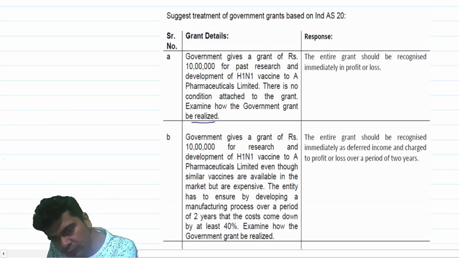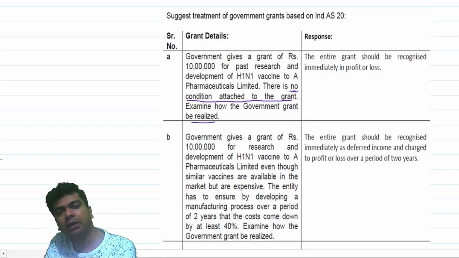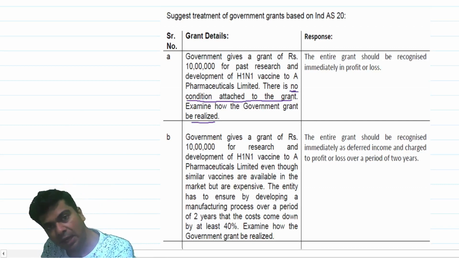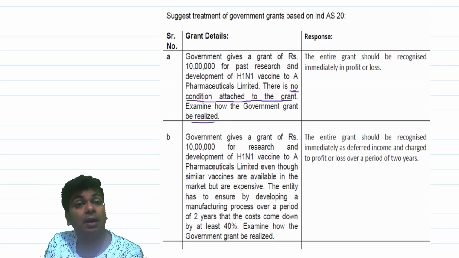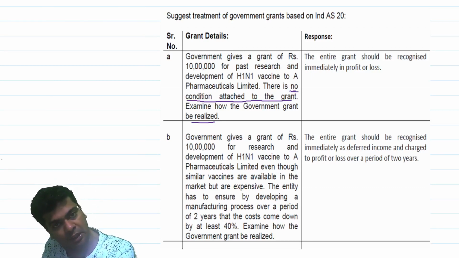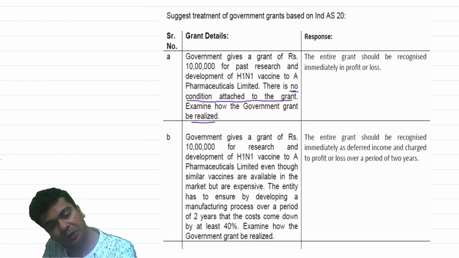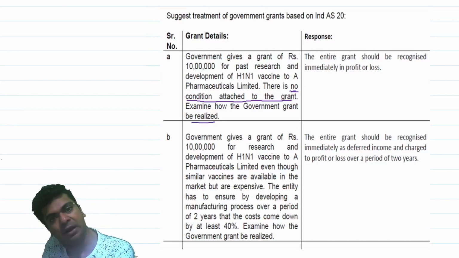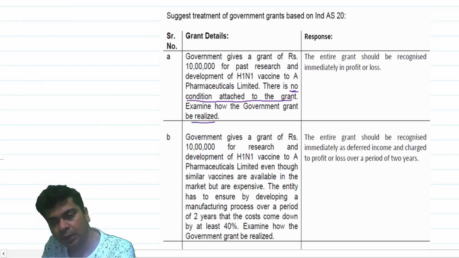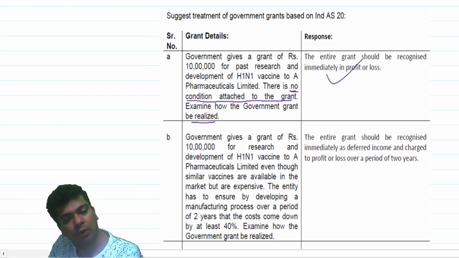Your eyes should be on this. No condition attached to the grant. That means it is an unconditional grant. Unconditional grants are immediately recognized as an income in profit or loss. When no conditions are attached, we should immediately recognize the grant as our income. The entire grant should be recognized immediately in profit or loss.